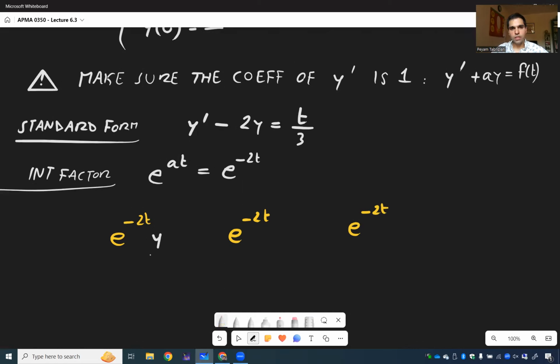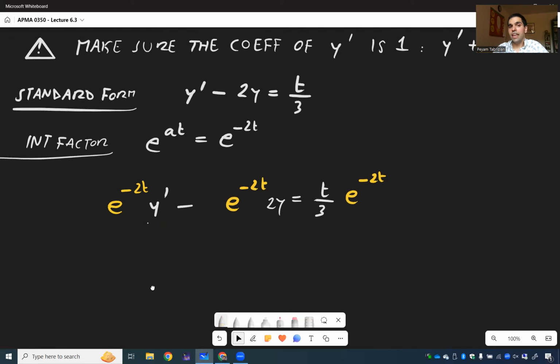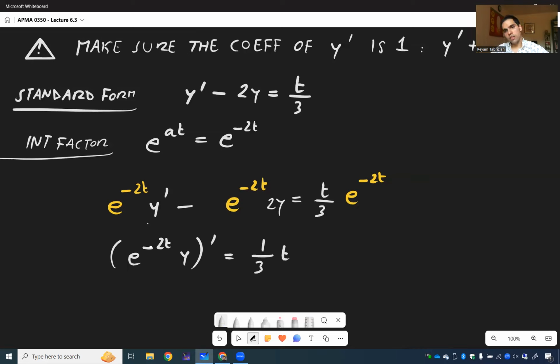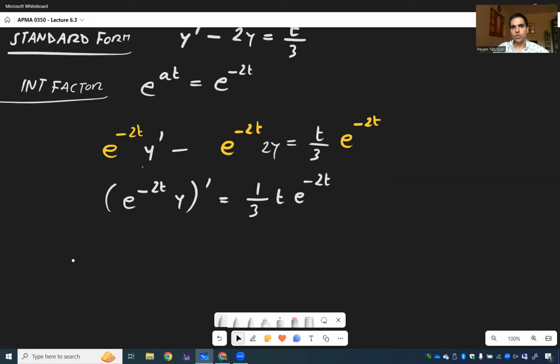So e to the minus 2t y prime minus e to the minus 2t 2y equals t over 3 e to the minus 2t. And then you'll see this in the proof, but the idea is the left-hand side becomes a derivative. So it'll always be integrating factor times y prime. And then we get t over 3 e to the minus 2t. And as usual, you solve by integrating. So e to the minus 2t y equals integral of t over 3 e to the minus 2t dt.